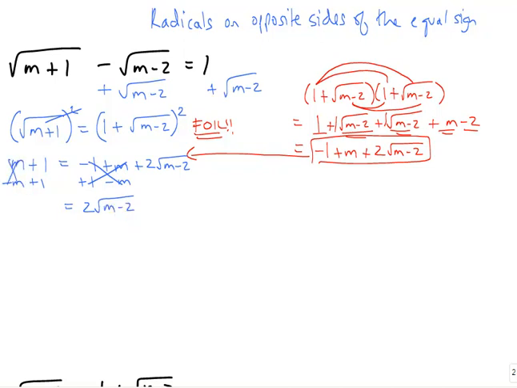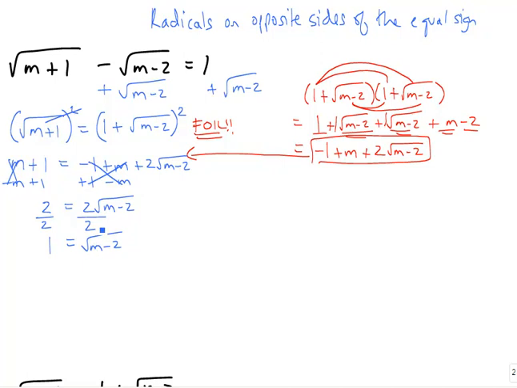Over here, the m's cancel out, and 1 plus 1 is 2. Now to further isolate my radical, I can get rid of this 2 out front by dividing. It's being multiplied by the radical, so I'm going to divide both sides by it. That'll give me square root of m minus 2 equals 1.